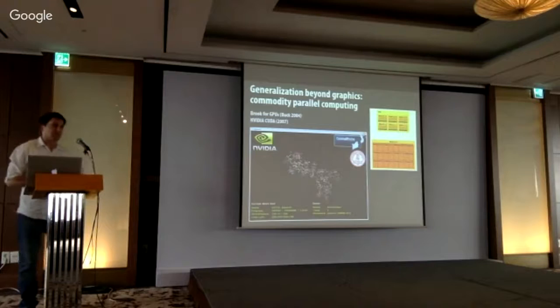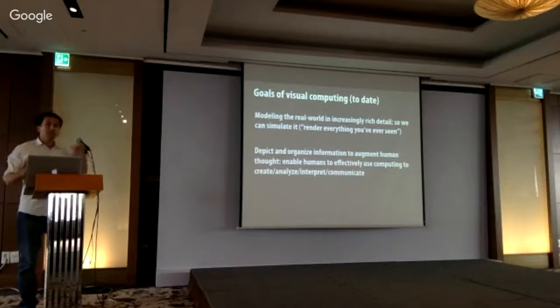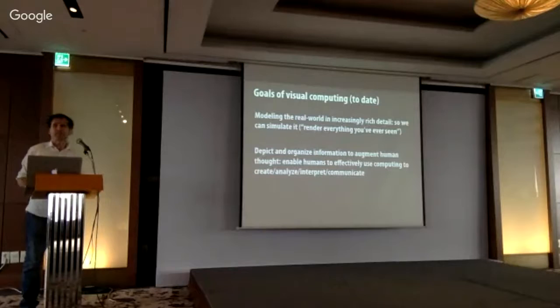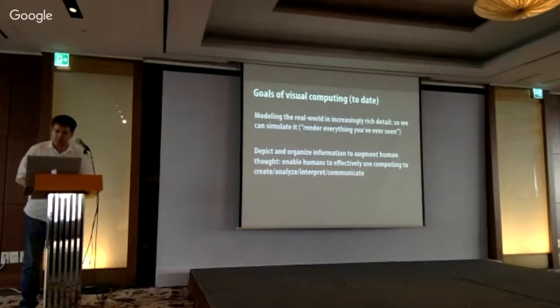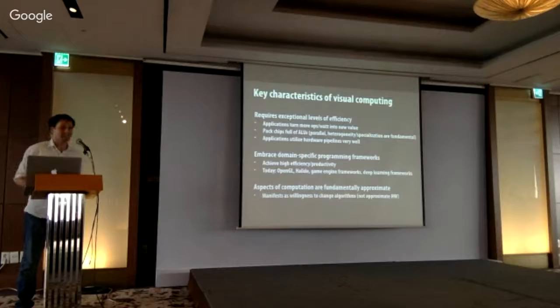So everything up until this point has been, I would like more compute so that I can simulate the real world more accurately. I'd like to render everything that can be seen. Or I would like to be able to depict and organize information for a human so that they can be more effective with their computing tools. And the characteristics of this domain should be really, really attractive to computer architects. We demand and want exceptional levels of efficiency, and applications will turn more power into more value.